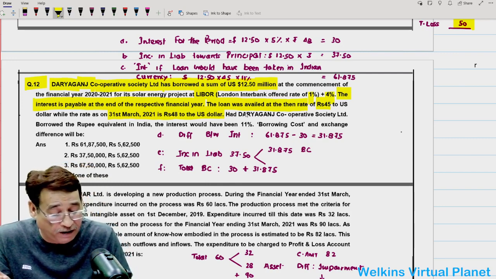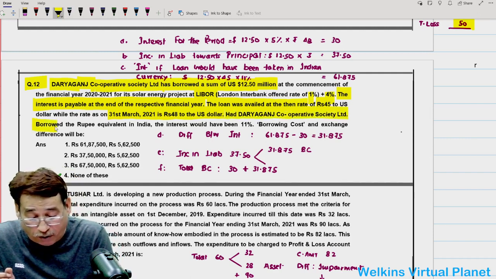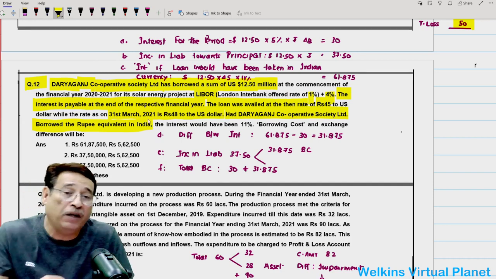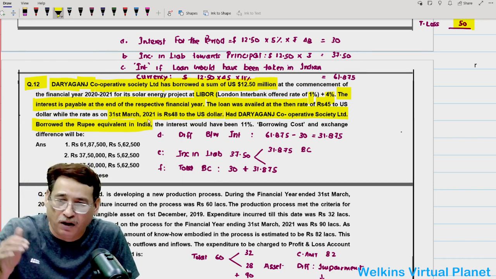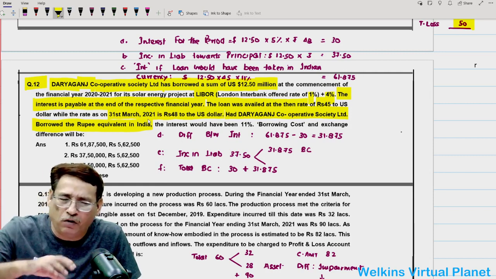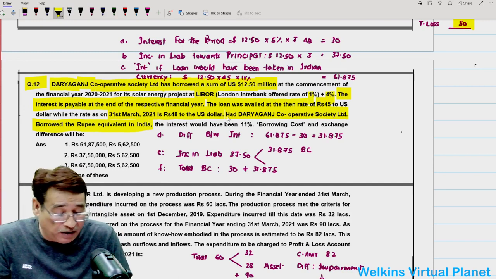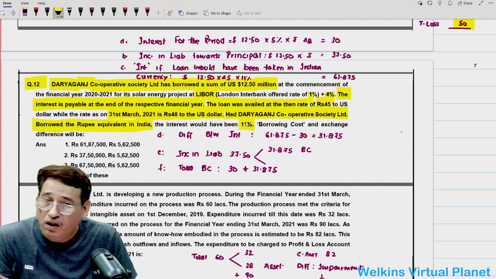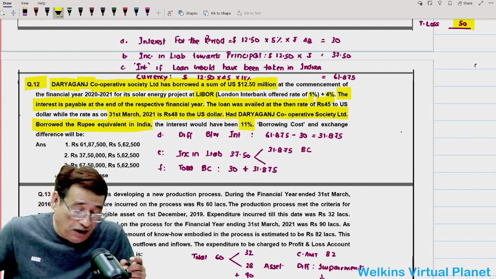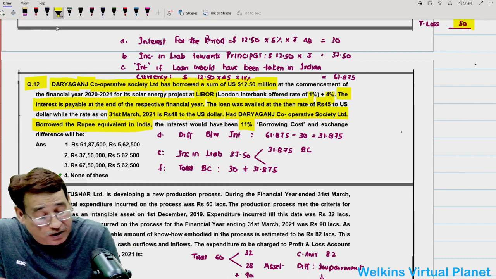Now it is 48. Now the question further states that had Daryaganj Cooperative Society Limited borrowed the rupee equivalent in India, that means if this organization had taken the loan in Indian currency, then interest would have been charged at the rate of 11%. This is the question. Now, in this particular question, what I am supposed to do, just pay attention here.